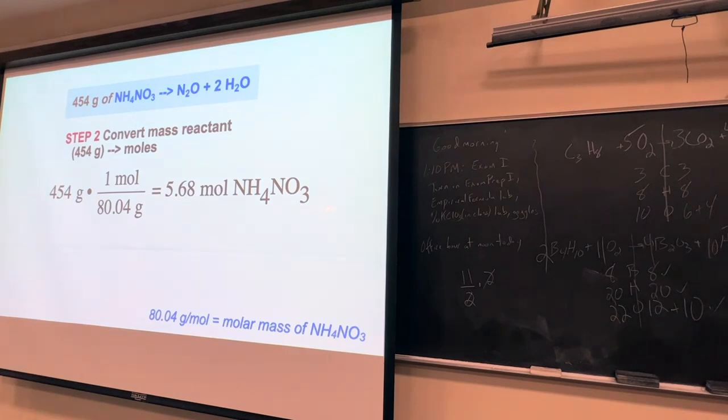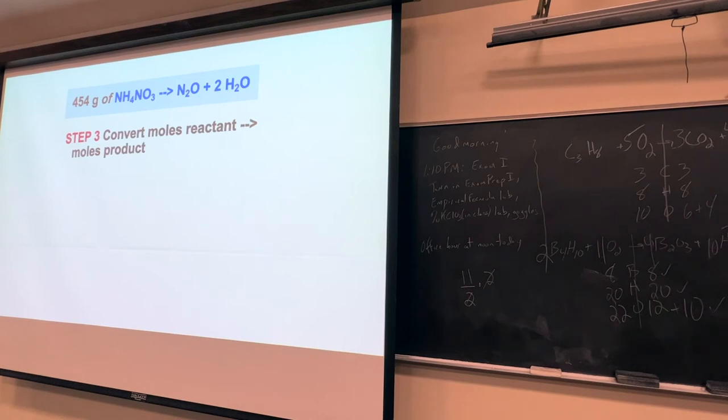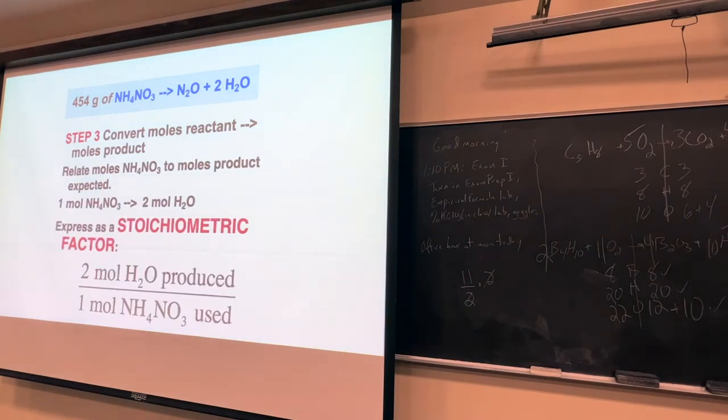So once you have this number, we can start figuring out moles of products and then grams of products, stuff like that. So this ratio is going to be really important: the ratio between the reactant and whichever product you decide to pick. And in this example, I'm going to go after water first. It wouldn't be wrong to go after N2O first, but water is a little bit more interesting.